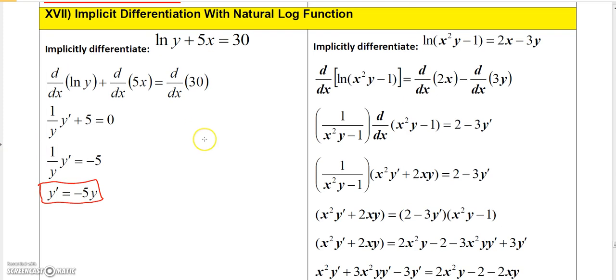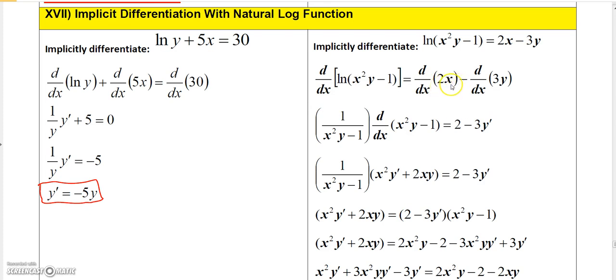Now, the next one here is a little more complicated. So here I have the natural log of x squared y minus 1 equals 2x minus 3y. So I'm going to apply the derivative to each. So I'm going to take the derivative of this natural log, and then on the other side I'm going to take the derivative of 2x with respect to x, and I'm going to take the derivative of 3y with respect to x. So let's do the right hand side first, because that's pretty easy.